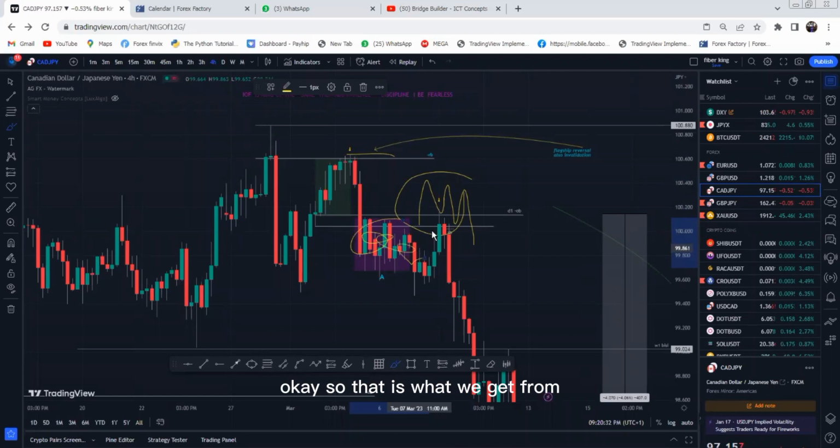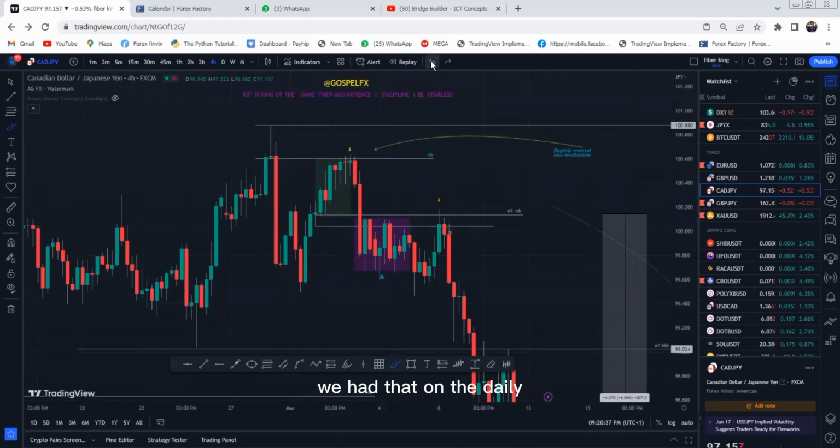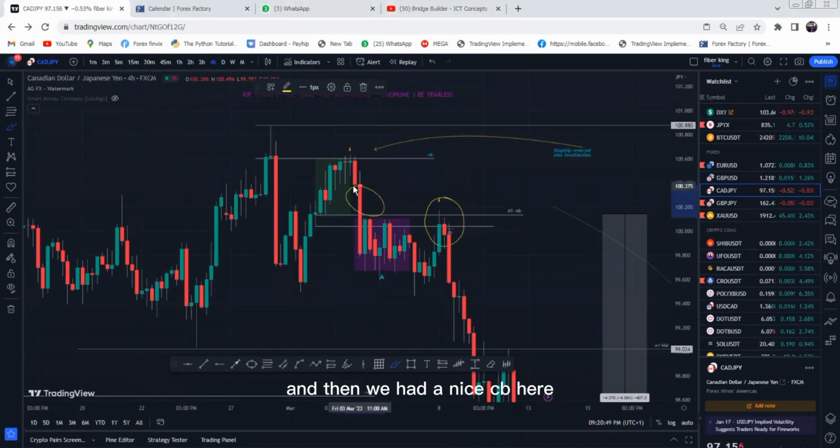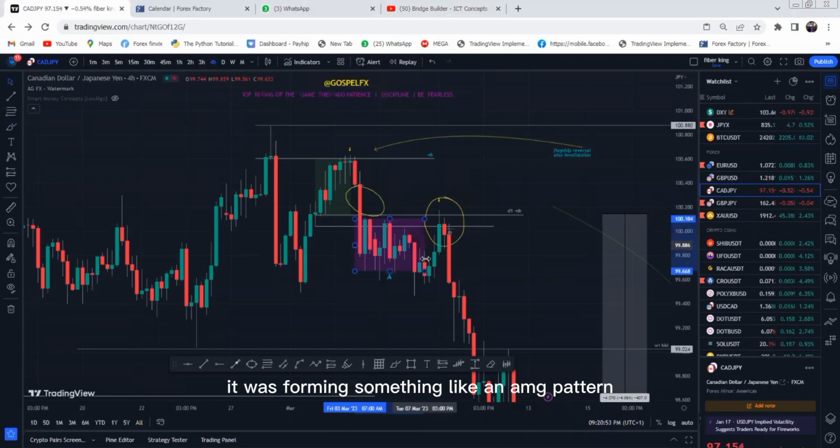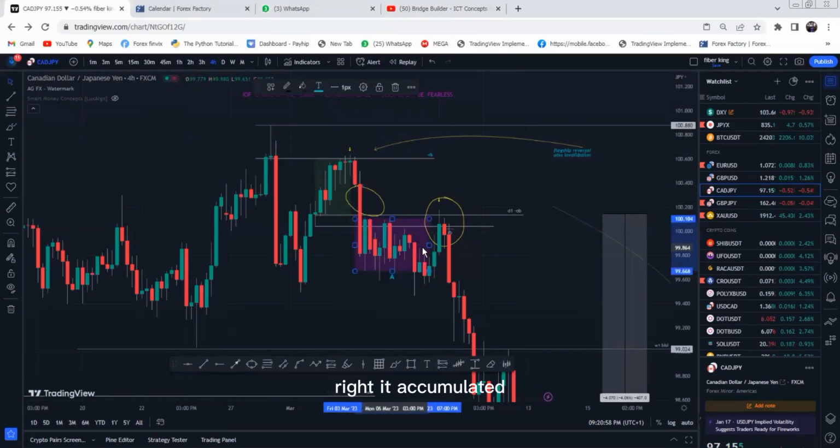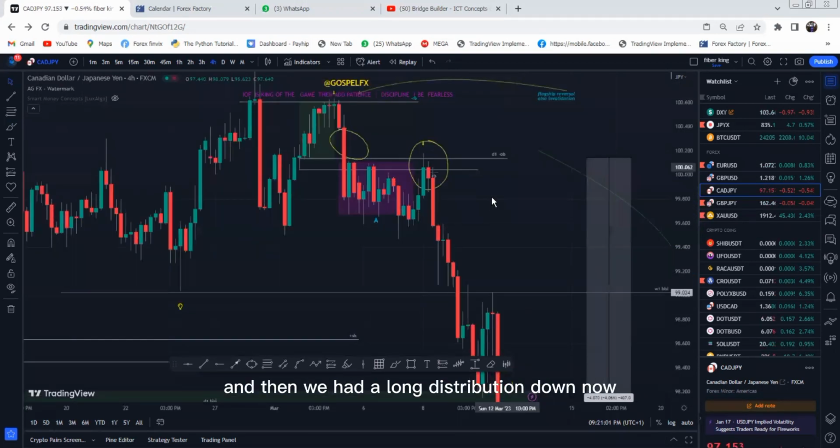So that is what we get from we had that on the daily as our flagship reversal, and then we're expecting price to retest that other block and drop, and this is where the retesting came back to. Price came to retest, and then we had a nice CB here that price came back to. And before price came back to it, it was forming something like an AMD pattern. It accumulated, manipulated into the fair value gap, and then we had a long distribution down.